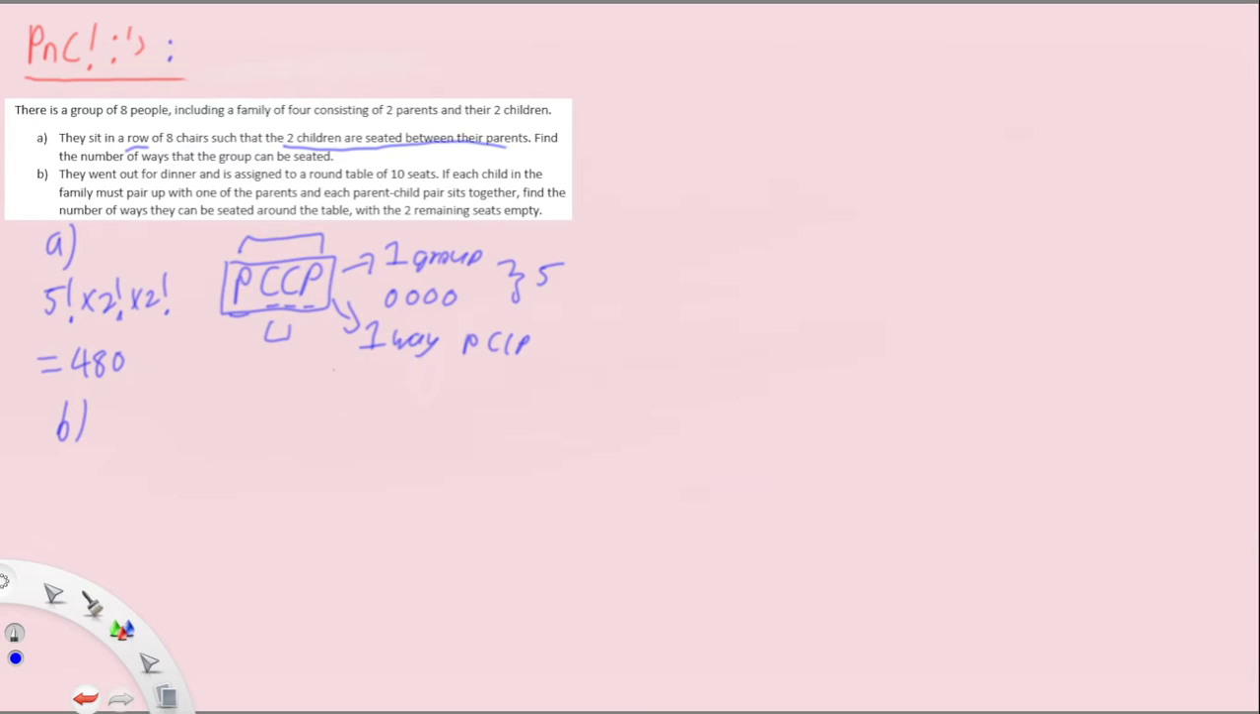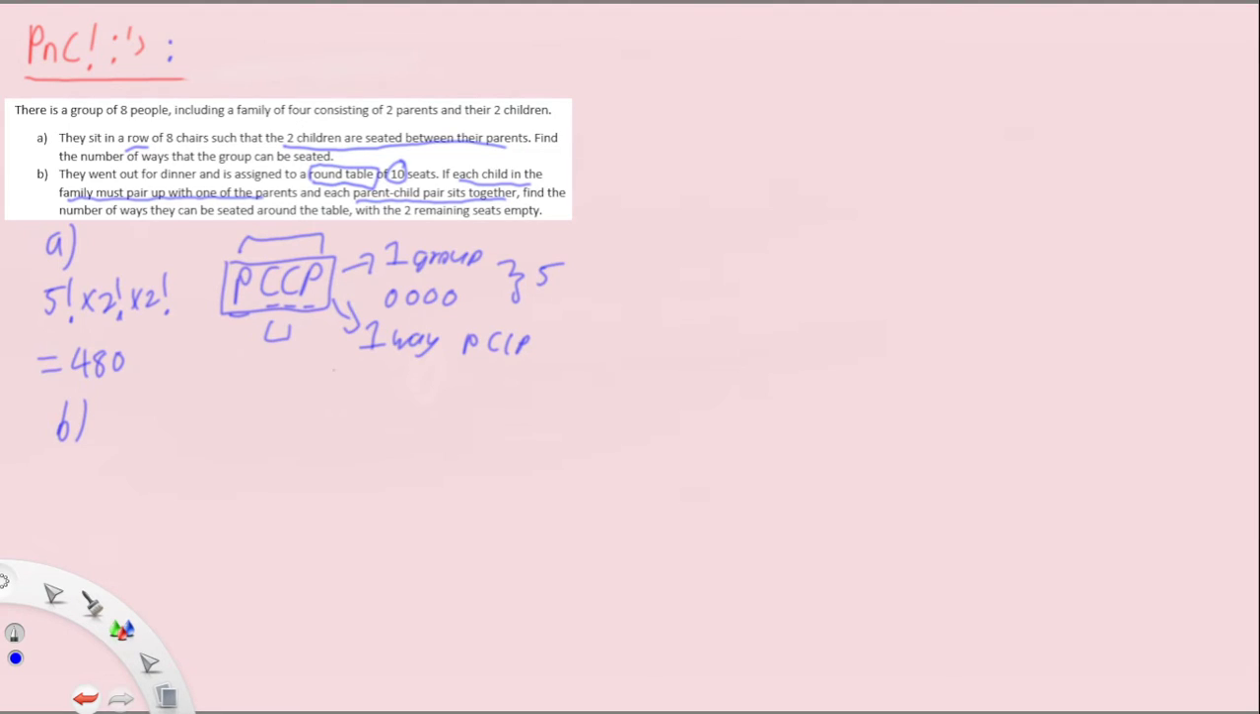B. They went out for dinner and are assigned to a round table. So the clue is round table, and you have 10 seats instead of 8, so there are extra seats. Furthermore, each child must pair up with one of the parents. Parent-child therefore sits together, otherwise the pairing is for nothing. Find the number of ways they can be seated around the table with the 2 remaining seats empty.